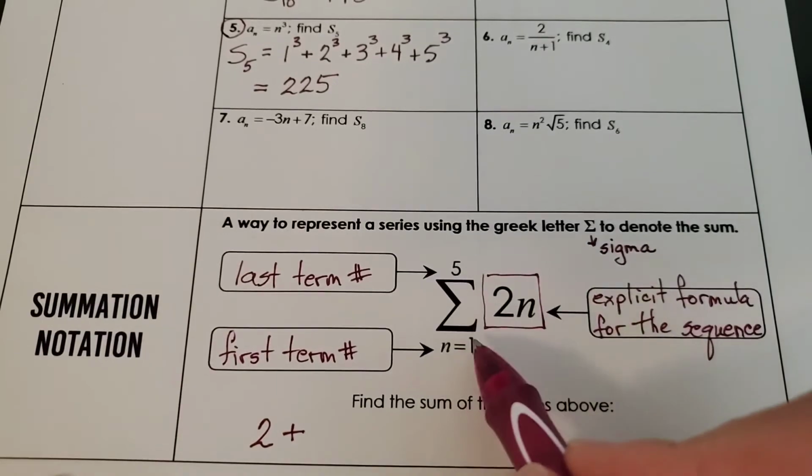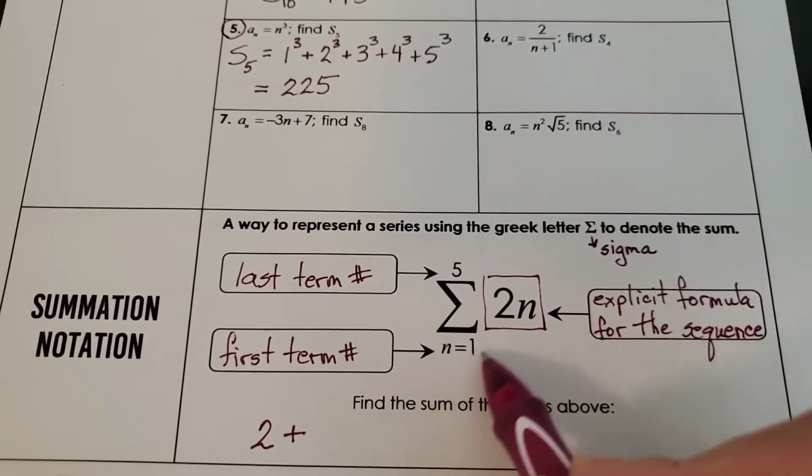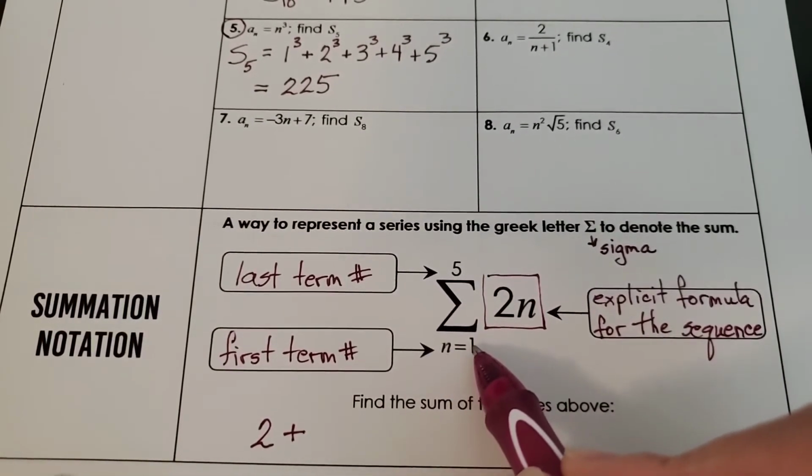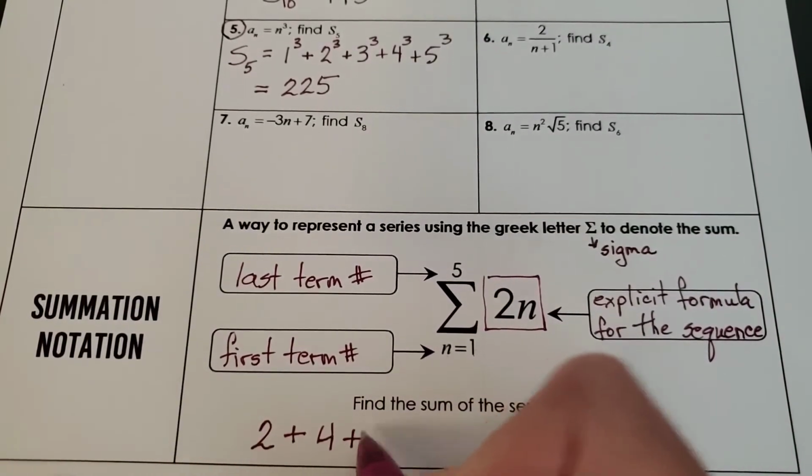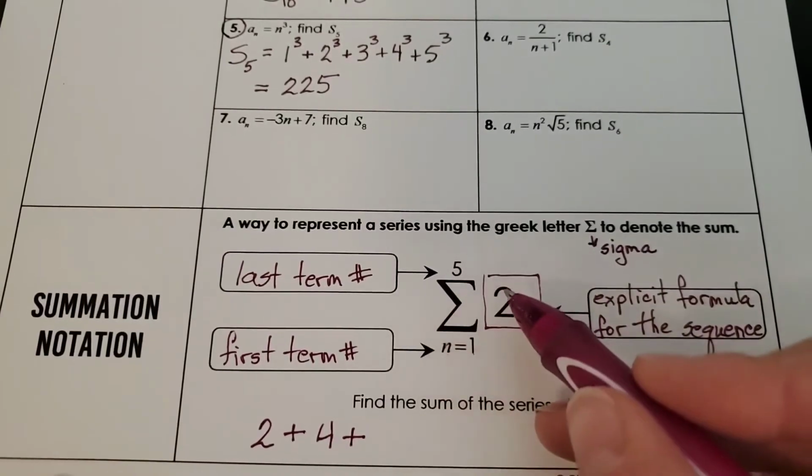I'm going to add to it. This is going to increment by 1. So next I'm going to have the second term. 2 times 2 is 4. And again, this increments by 1.